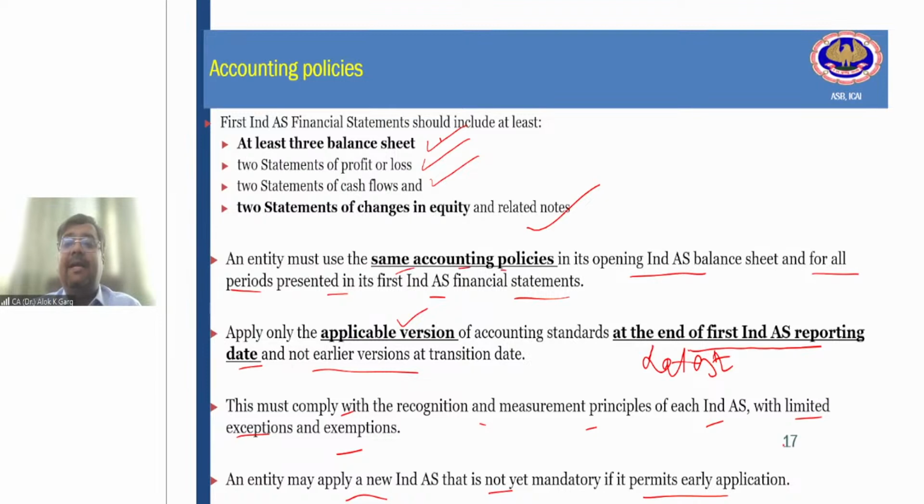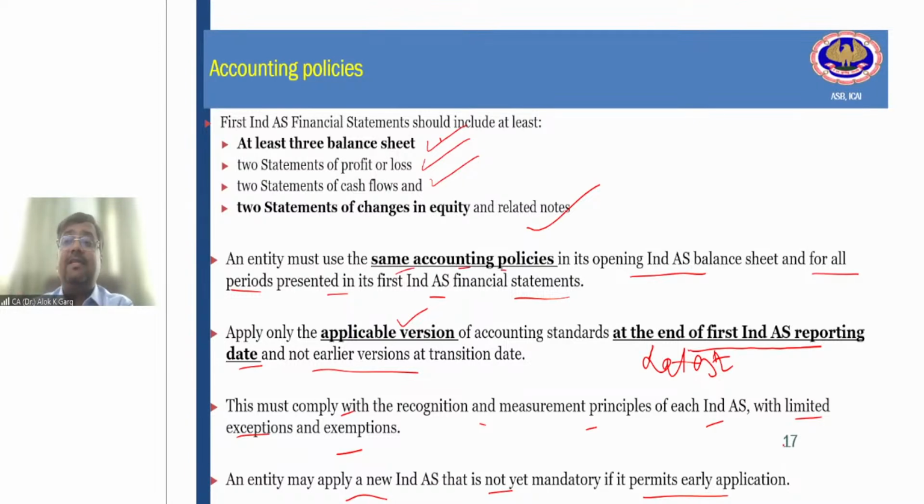And in these standards, the prior application was also permitted. For example, if some insurance company wants to adopt IFRS 17 from 1st January 22, it was allowed, right? Likewise, Ind AS also provides early application, right? So if there is a new Ind AS which has not yet been made mandatory, it will be mandatory from some future date. But if the Ind AS provides the voluntary early application, and the company wants to apply it early, the company can apply early.